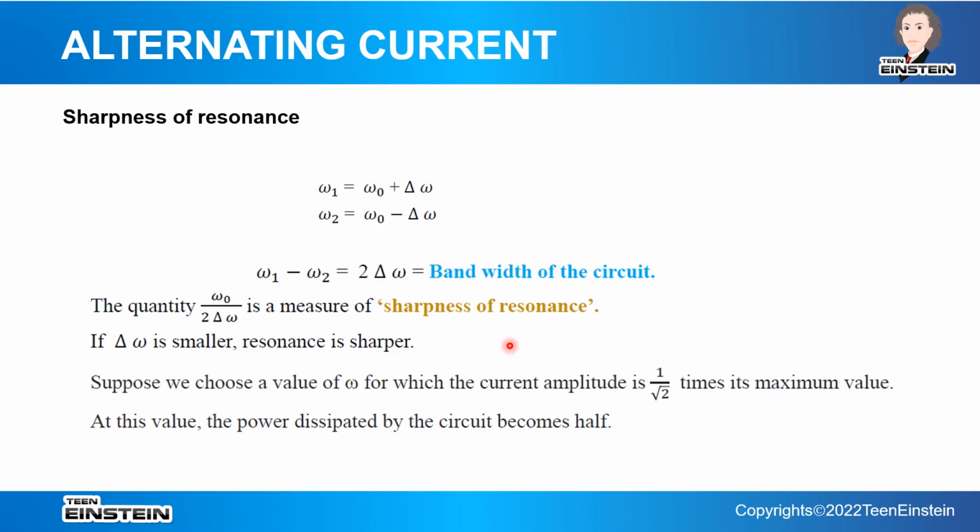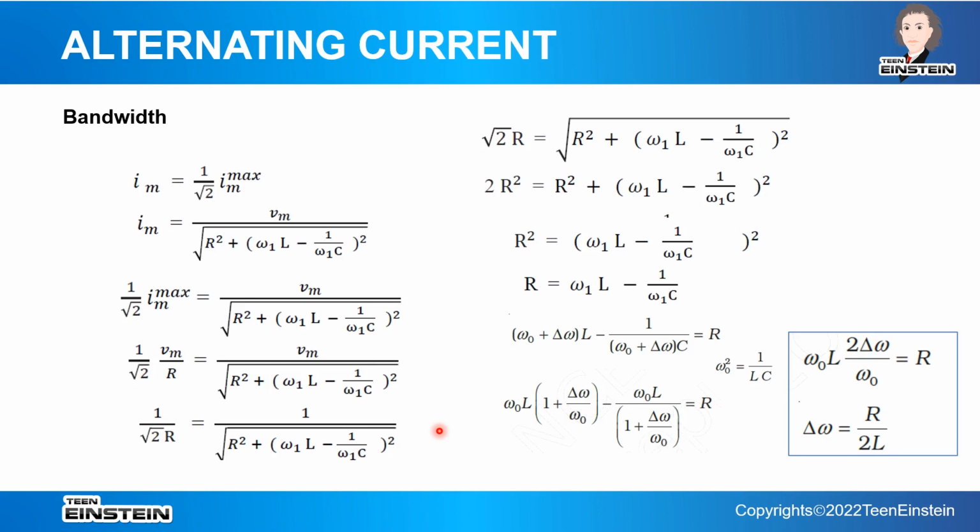That's how we get the sharpness of the resonance. Suppose we choose a value of omega for which the current amplitude is 1 by root 2 times the maximum value. So the power dissipated by the circuit becomes half. Why does the power become half? Because 1 by root 2 multiplied by Vm and 1 by root 2 multiplied by Im becomes 1 by 2 multiplied by Im into Vm. So the power will be half of its maximum value.